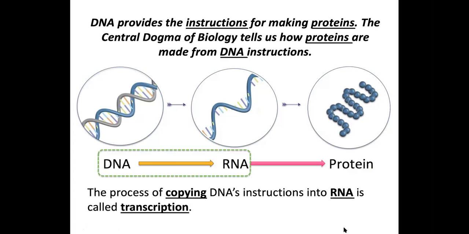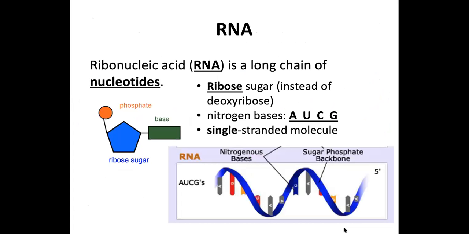So transcription. Okay, next week we're going to talk about RNA to a protein, which is the process of translation, which is the second piece to protein synthesis. Okay, so we've already talked about RNA, and we just reviewed this at the beginning of class. So ribonucleic acid is a long chain of nucleotides. Okay, we have ribose sugar, nitrogenous bases, A, U, C, G, and it is a single-stranded molecule.